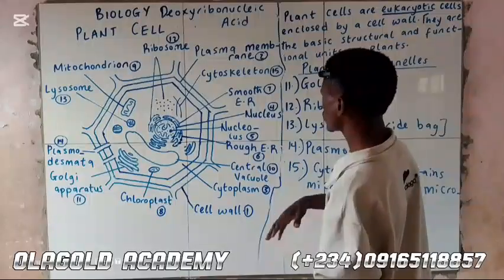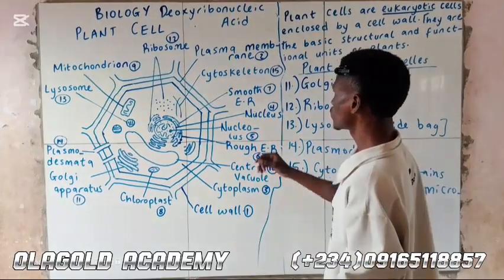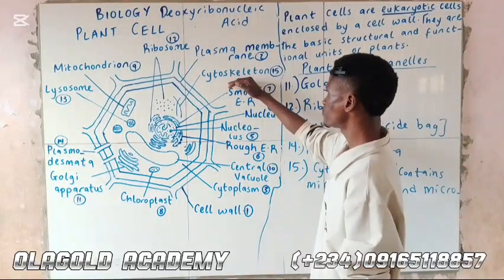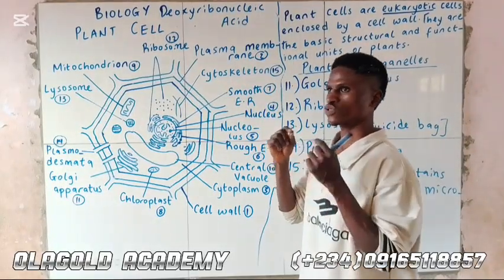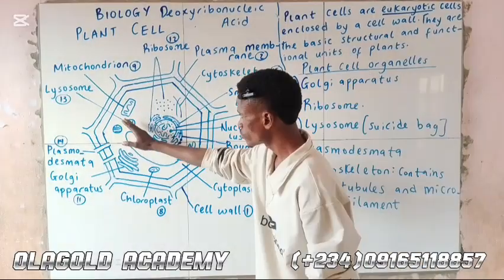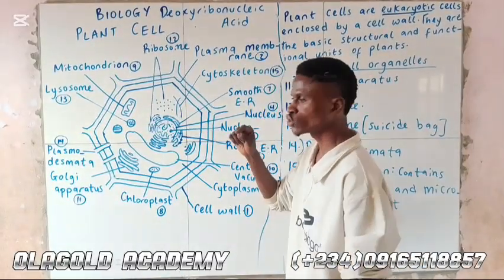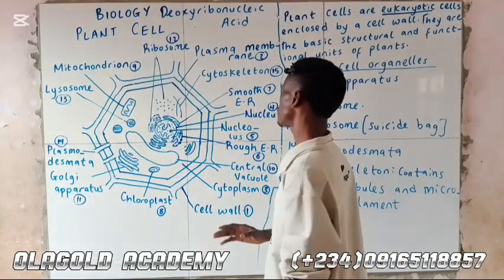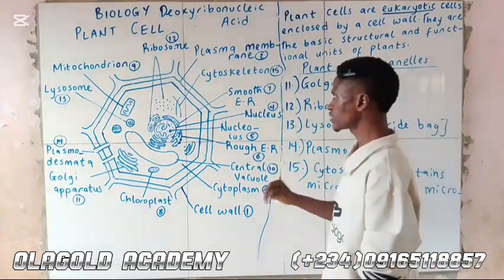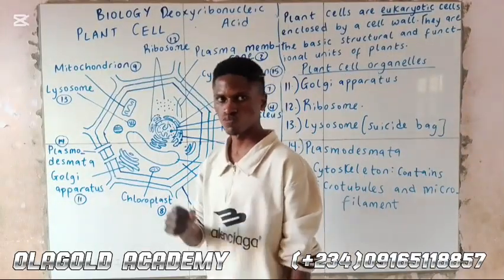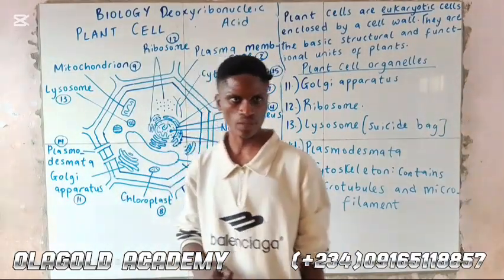And lastly, which is number 15, we have the cytoskeleton. And I said that this one here works together with the cytoplasm to help maintain the position of the organelles of the cell. And I also said that the cytoskeleton contains microtubules and microfilaments.